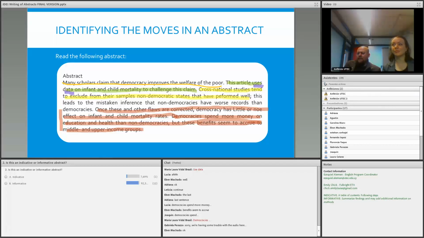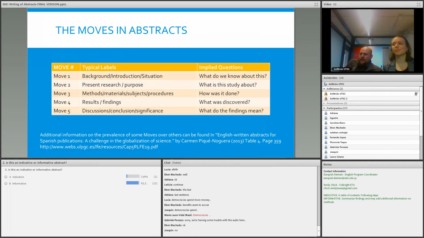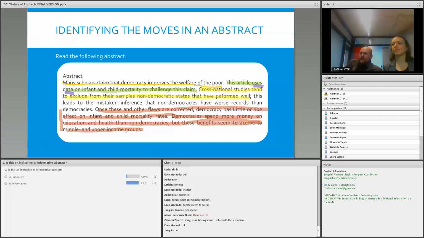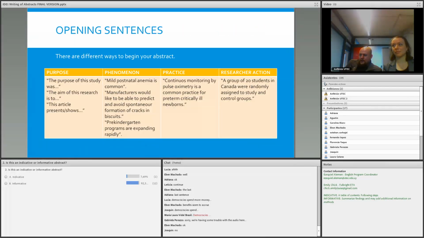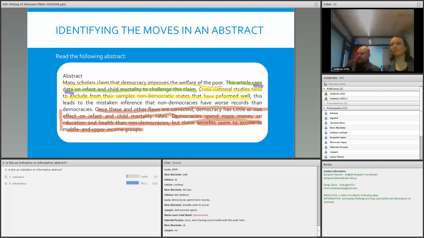Can you see move 5? Remember, move 5 was discussions of the conclusion. I mean, what do these findings mean to us? Can you see move 5 here? Laura says no. Let's do 5.